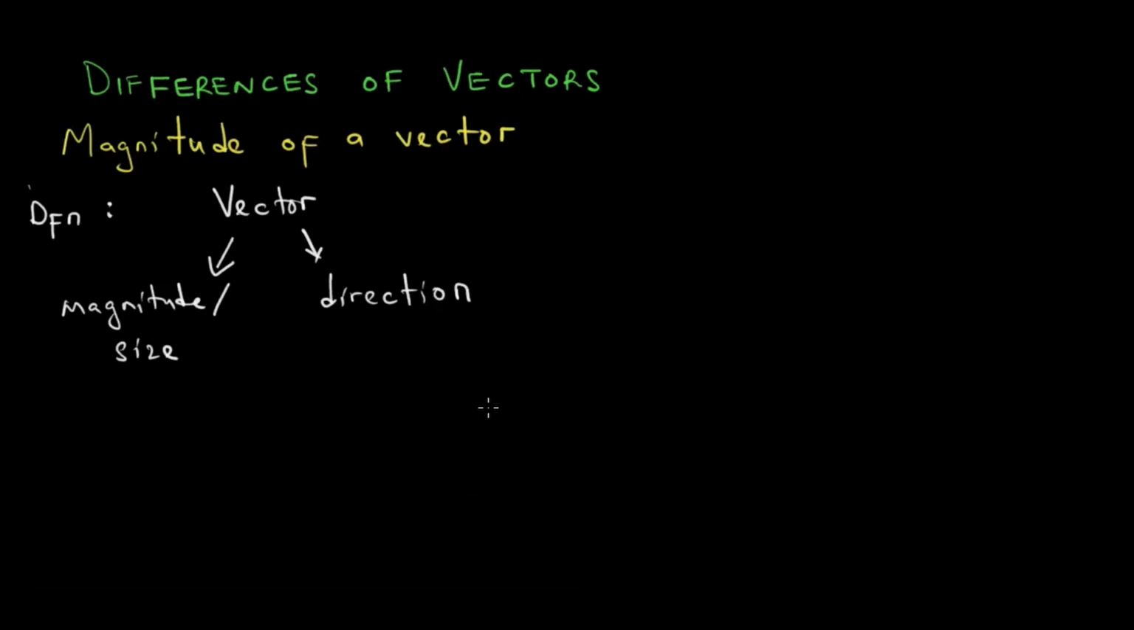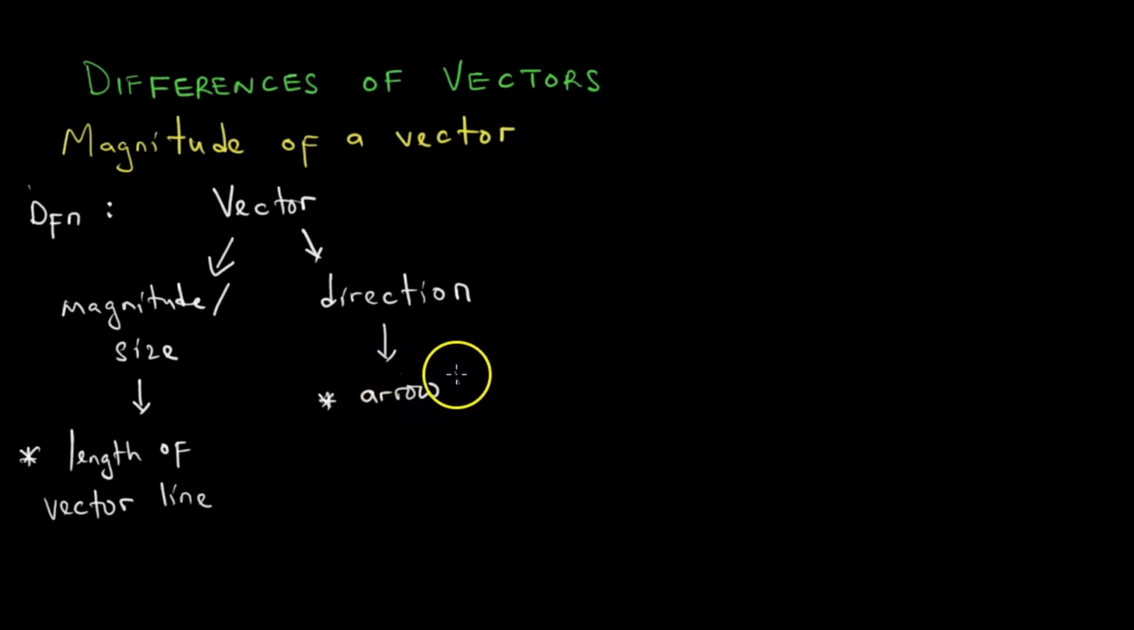Kuti tinoiwana sei. In our previous lessons, takadefine the magnitude of a vector as corresponding to the length of what we call the vector line. Tiri papa, we defined direction as corresponding to the arrowhead. So it's the arrowhead of the vector line.